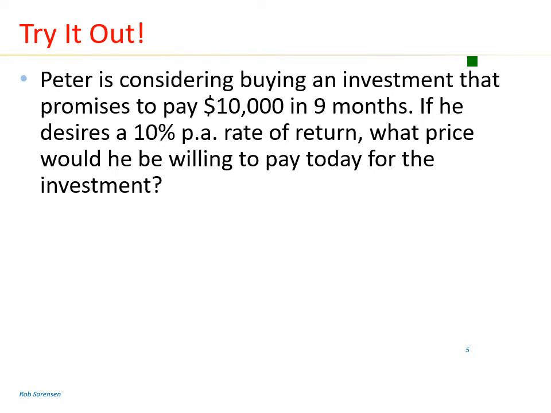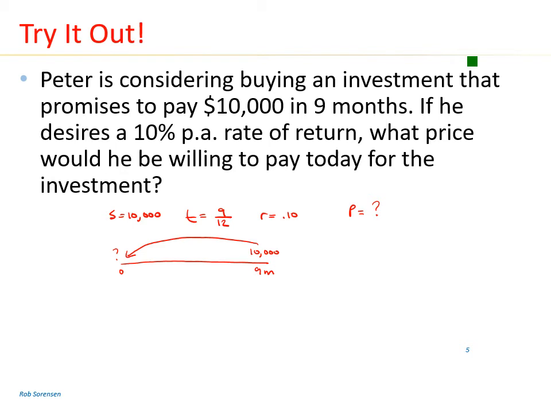All right, so let's have a look. Peter wants to end up with $10,000, or that's what he's going to get, in 9 months. So I'll convert that to years by dividing by 12. And he wants to earn an annual rate of 10%. How much would he be willing to pay at the beginning? I'm going to just quickly show you the timeline first this time. They're going to give him $10,000. Can we work backwards to figure out what it would be today, or what he'd be willing to pay today?